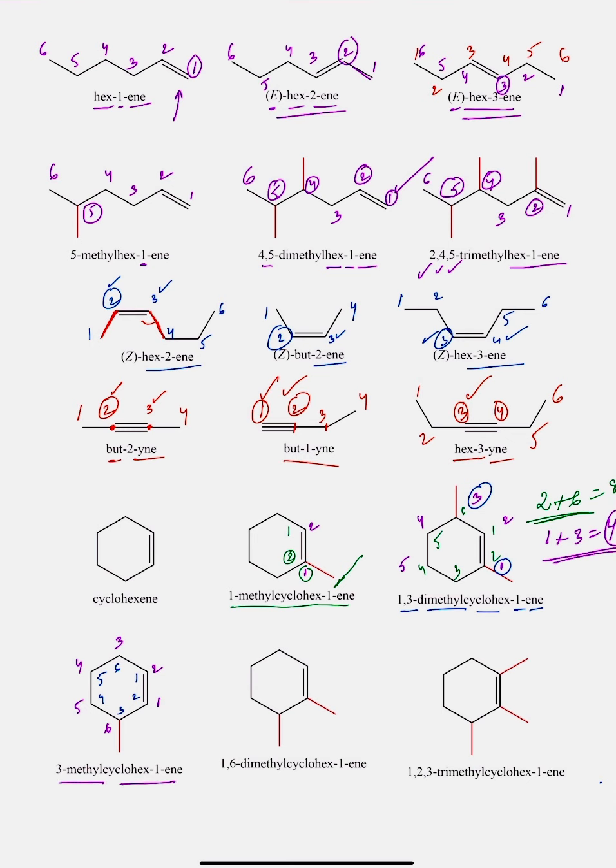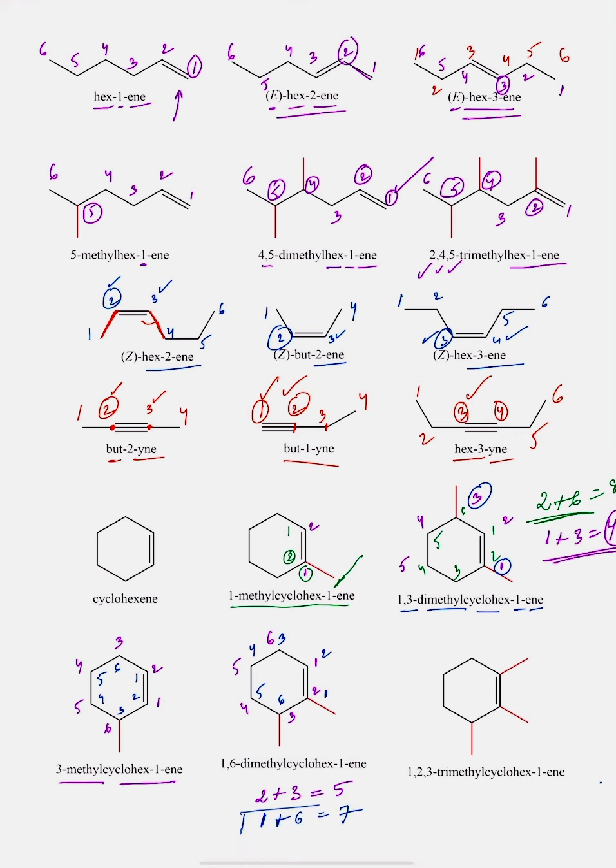Here comes the part where you need to be careful. In the next structure, if I start numbering according to this purple color, if I number it like this, 1, 2, 3, 4, 5, 6, what does the sum of locants turn out to be? One methyl group is at carbon 2, another is at carbon 3, which is equal to 5. What about this blue numbering? 1, 2, 3, 4, 5, 6. According to the blue numbering, the sum of locants is 1 plus 6, which is equal to 7.